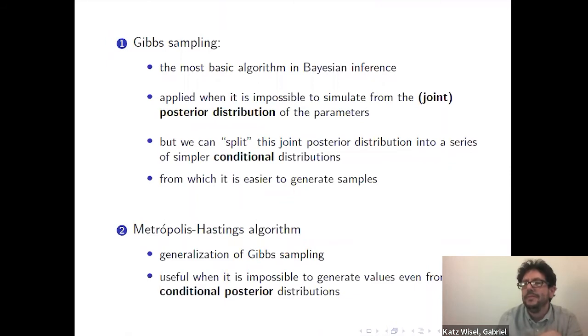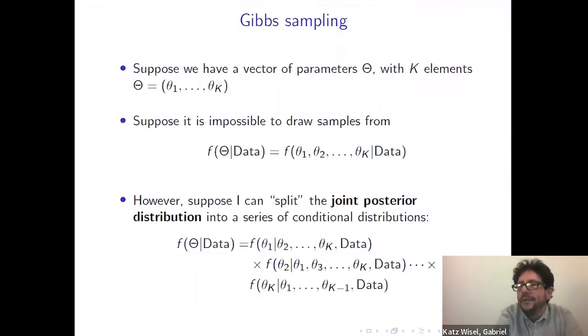So let me illustrate each of these two key Bayesian algorithms. They're the basis of modern Bayesian computing. As I said, suppose I have a vector of parameters, big theta, and within big theta I have k parameters. Suppose that the joint posterior distribution of the parameters has a very complicated form. There's no closed form solution for these parameters, and I cannot even simulate from this joint posterior distribution.